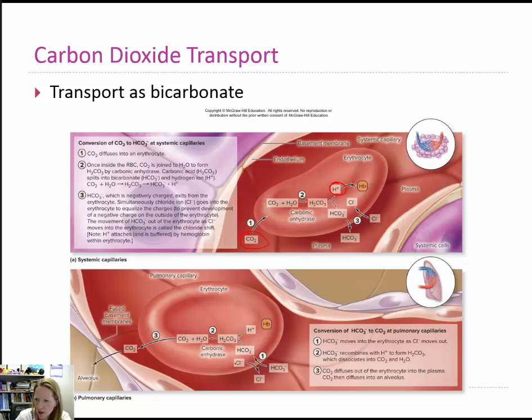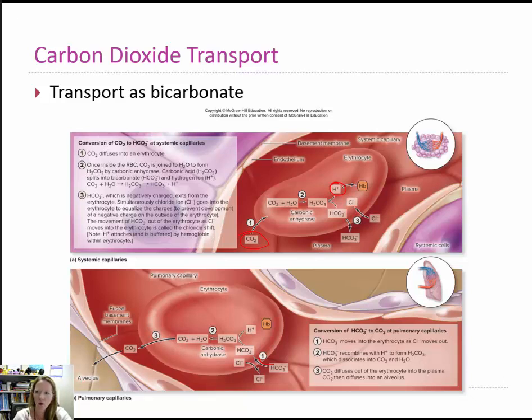So again, we have this little chloride shift that happens, where you are going to have that bicarb moving into the erythrocyte and chloride moves out. And it does the same thing. It combines, the hydrogen is released from the globin part of hemoglobin. It combines with hydrogen ions to form carbonic acid. With the help of carbonic anhydrase, this enzyme is going to convert it back to CO2 and water, and then that diffuses out of the erythrocyte and it leaves into the alveolus.